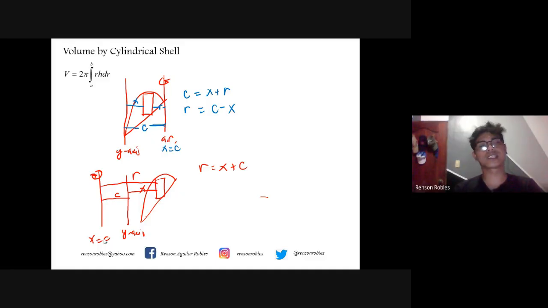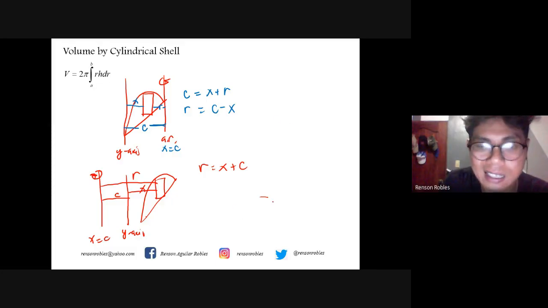So r equals x plus c kapag nasa kaliwa. R equals c minus x kapag nasa kanan. Paano kapag nasa pagitan?